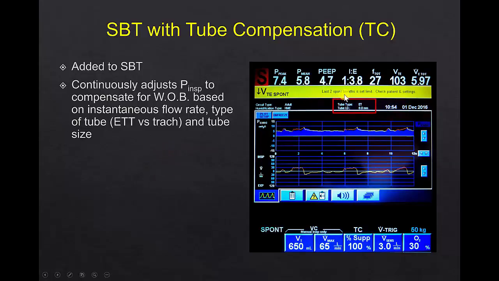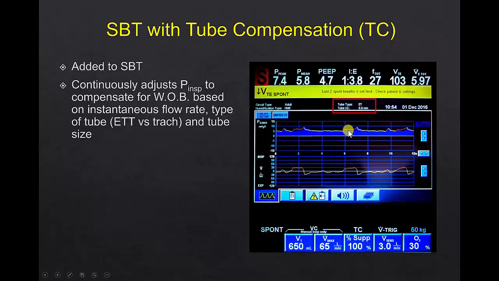So in this example, in this ventilator, we actually typed in the size of the tube and told the ventilator which type of tube was in there. And now during spontaneous breathing, as the patient draws flow through an 8mm ET tube, as the flow goes up, the actual pressure level that's compensating rises. So throughout the ventilator cycle, it's as if the patient's not breathing through a tube at all.